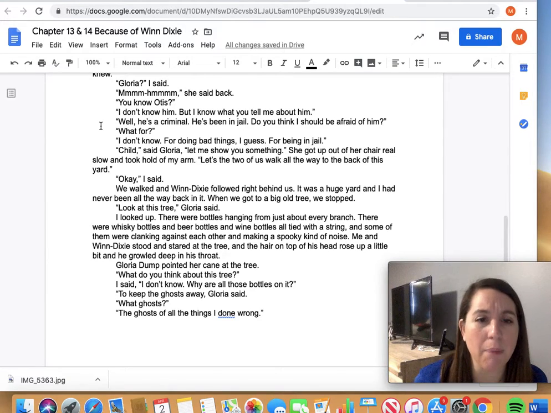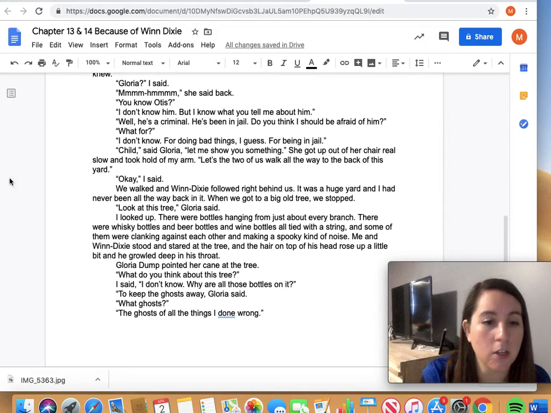I looked up. There were bottles hanging from just about every branch. There were whiskey bottles and beer bottles and wine bottles, all tied with a string. And some of them were clanking against each other and making a spooky kind of noise. Me and Winn Dixie stood and stared at the tree, and the hair on top of his head rose a little bit, and he growled deep in his throat. Gloria Dump pointed her cane at the tree. "What do you think about this tree?" I said, "I don't know. Why are all those bottles on it?" "To keep the ghosts away," Gloria said. "What ghosts?" "The ghosts of all the things I've done wrong."